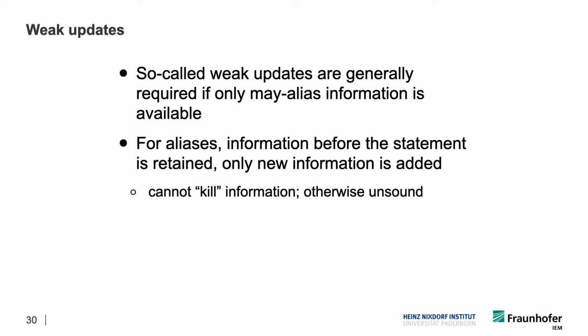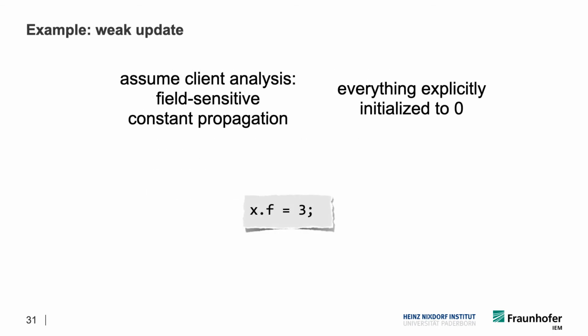And so in this case, if you do a weak update, it means the following, that for aliases of the variable that you are currently looking at in the current statement, information before this statement is retained. So it cannot be deleted. It must not be deleted. That would be unsound. Only new information is added. Okay, so you can never kill information. You can never delete information. Let me show you an example of this.